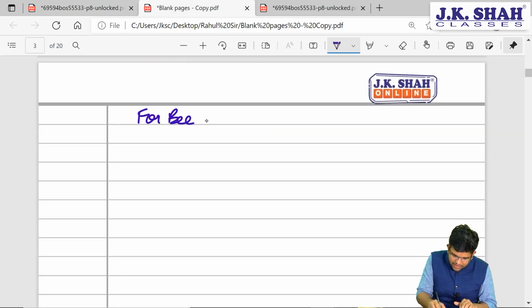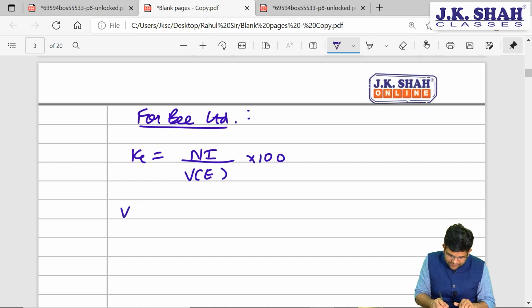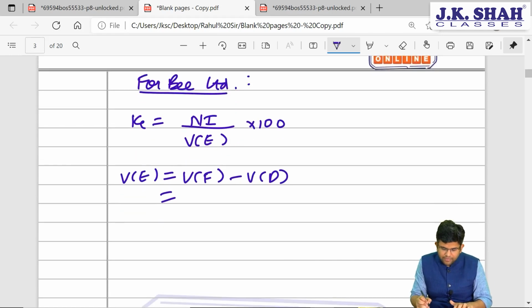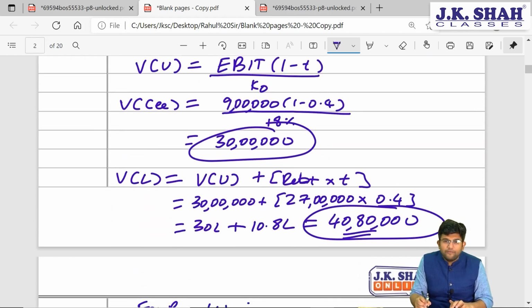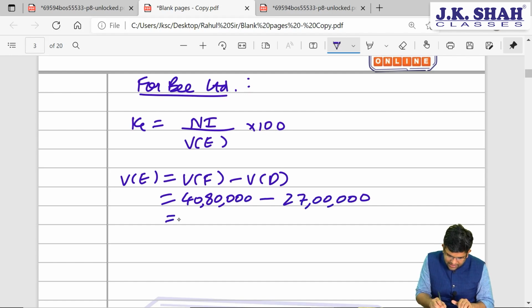For B Limited, first of all, children, what is the formula of KE? KE will be NI divided by value of equity into 100. Now, as far as the value of equity for B Limited is concerned, can I say it is nothing but the value of firm minus value of debt? Correct? Value of firm we already have, 40 lakh 80,000, and value of debt, children, as you know, is 27 lakh. So 40 lakh 80,000 minus 27 lakh, we get the value of equity as 13 lakh 80,000.